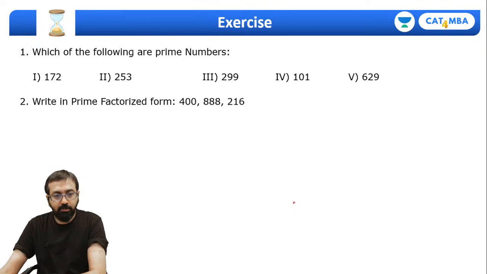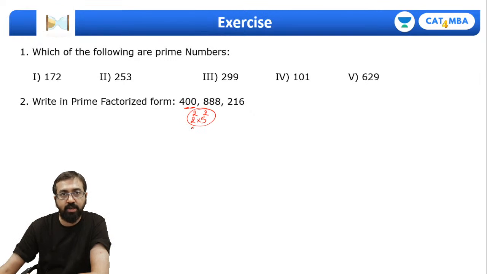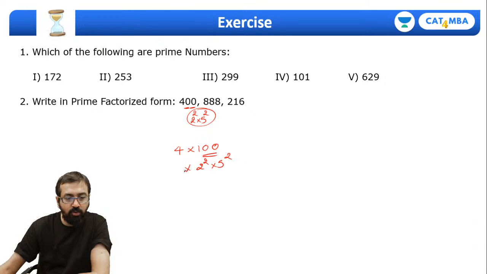Arunima, you want me to explain that once again? Fine. Whenever you see a 0 at the end of the number, understand that there is 2 into 5. If you see 2 zeros, there has to be 2 square 5 square, because these 2 zeros indicate 100, and 100 is nothing but 2 square 5 square. So 400 is nothing but 4 into 100. This 100 is 2 square into 5 square, and this 4 is nothing but 2 square. So that's how you can quickly get 2 raised to 4 into 5 square.